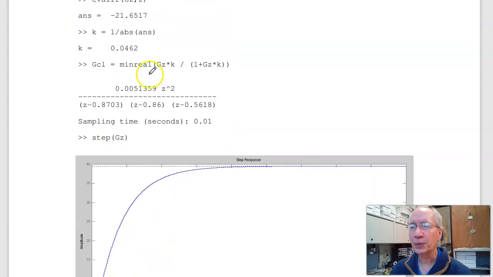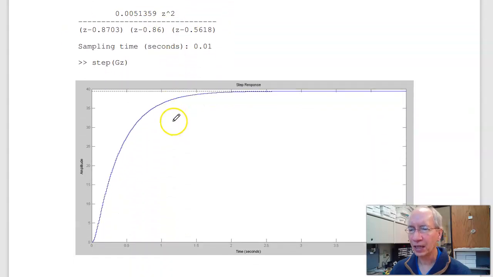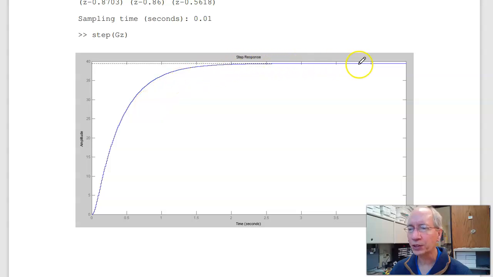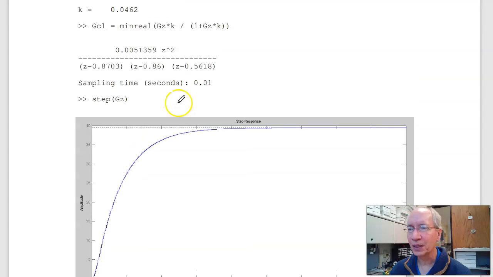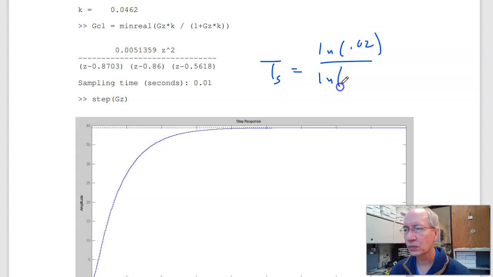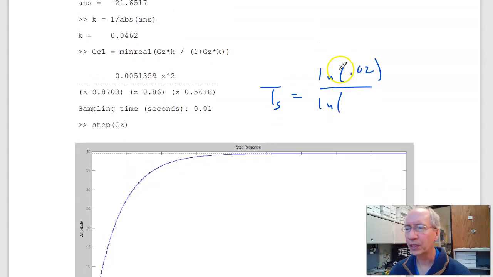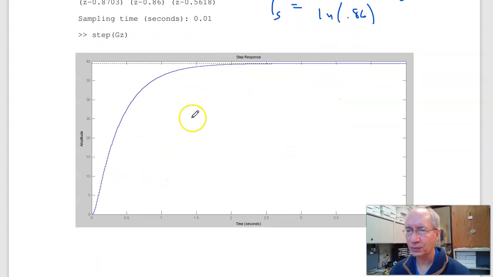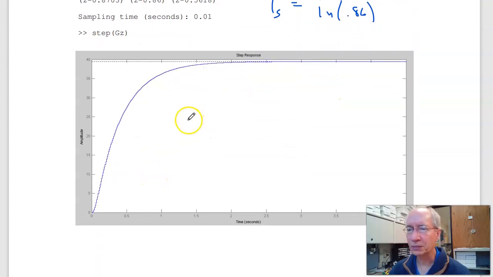If I then take the step response of the closed loop system with that value of k, I get just what I expect. No overshoot. Real pole. There is a settling time. The settling time is the log of 0.02 over log of z. What is z? 0.86. That's in k times the sampling rate, 0.01. That's your settling time in seconds. So it's behaving like I expect.